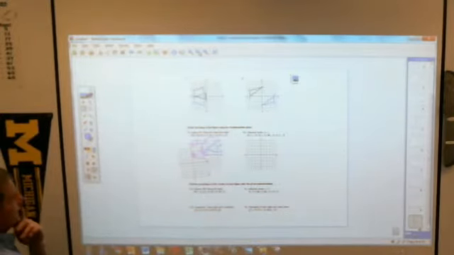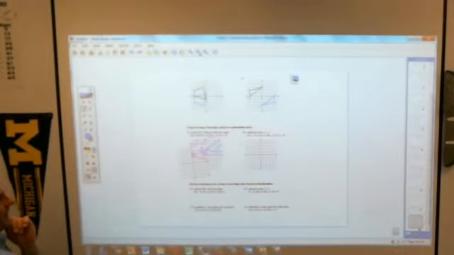Are you supposed to do number 7? What is the reflection point for number 7? Anybody? X. What? It's X. The reflection is about the x-axis. Technically, it's where y is 0, but it is the x-axis.